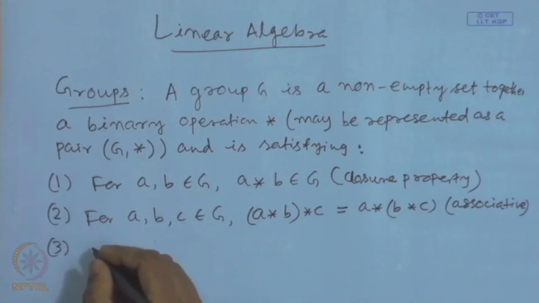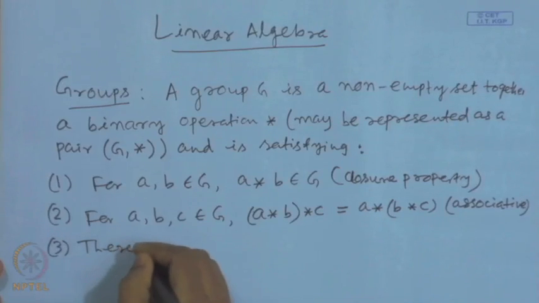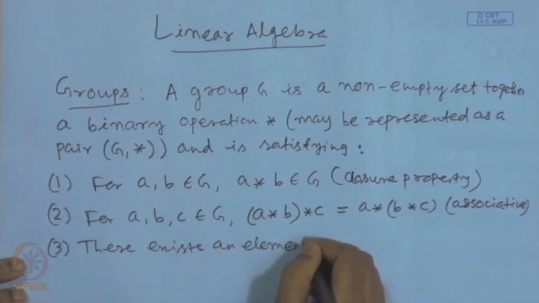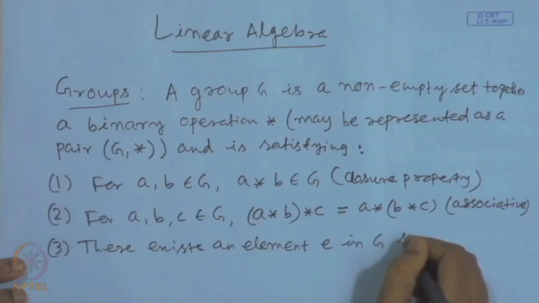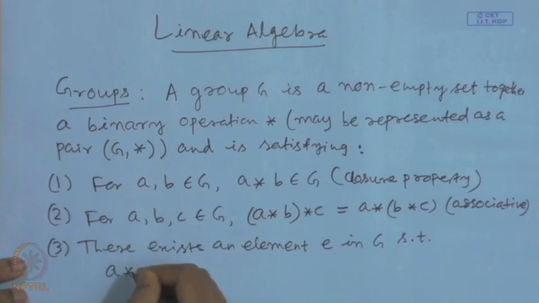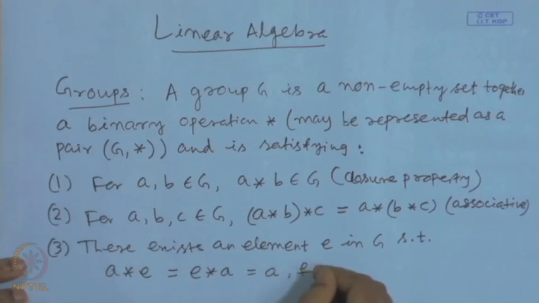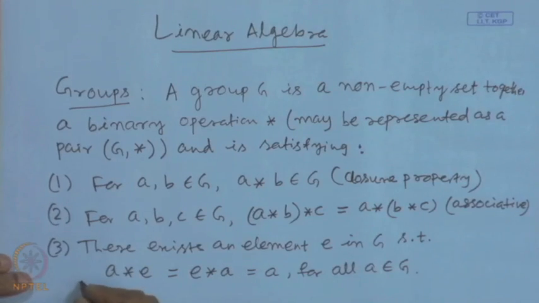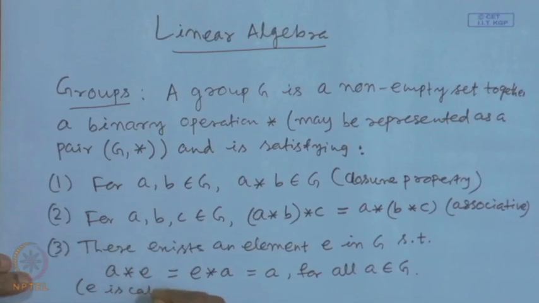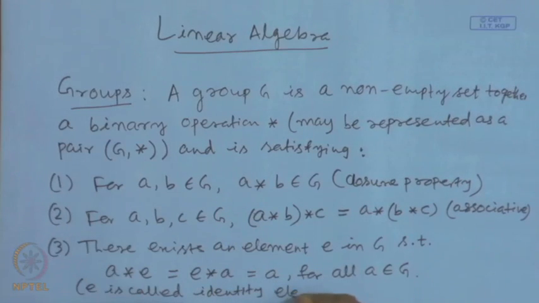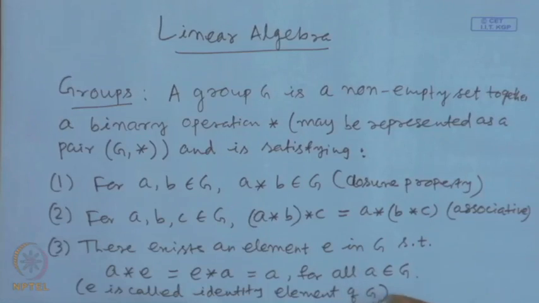And third property is this: there exists an element E in G such that A star E is equal to E star A is equal to A for all A in G. This element E is also called identity element of G.